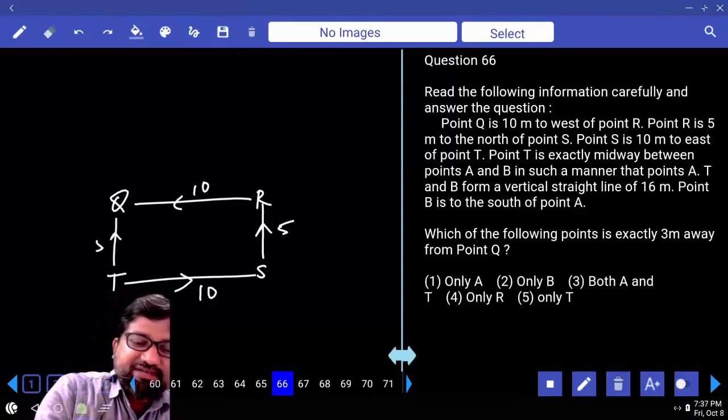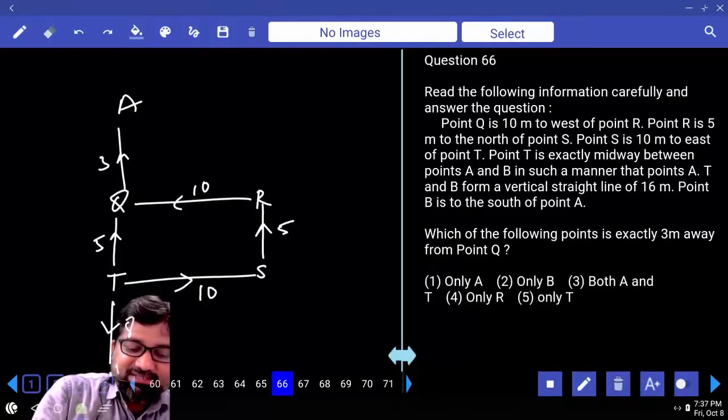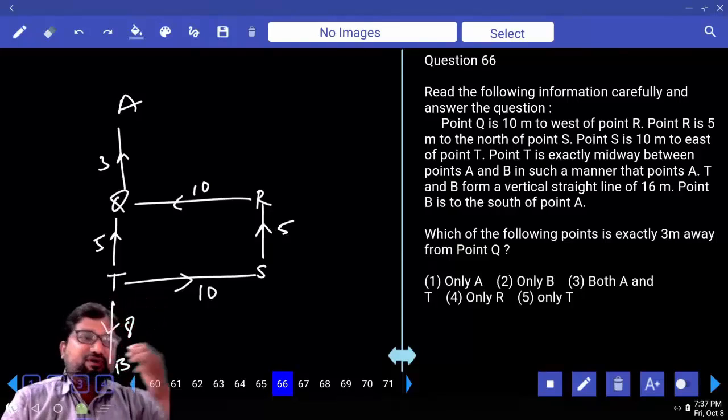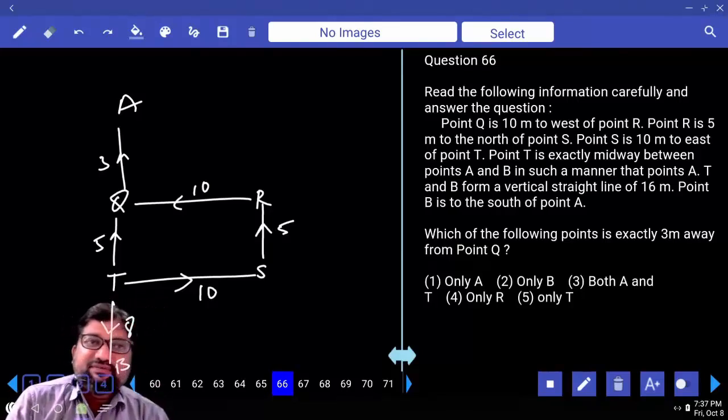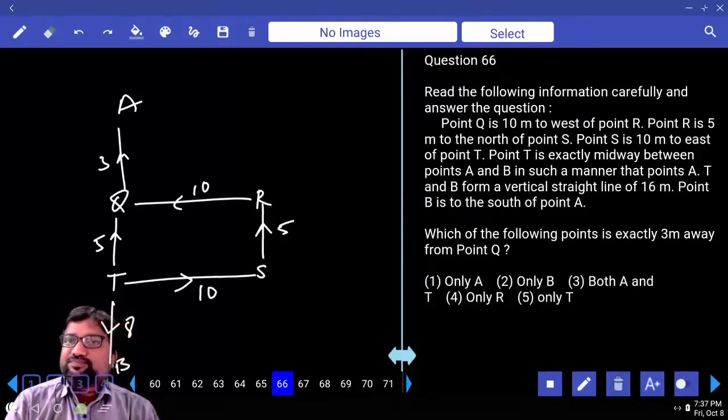This is 5 extra 3. This is A. This is 8 and this is B, because B is to the south of A. Understood everyone? Yes or no? Chalo, copy this fast. This was a pretty easy question. Shall we go for the first question?